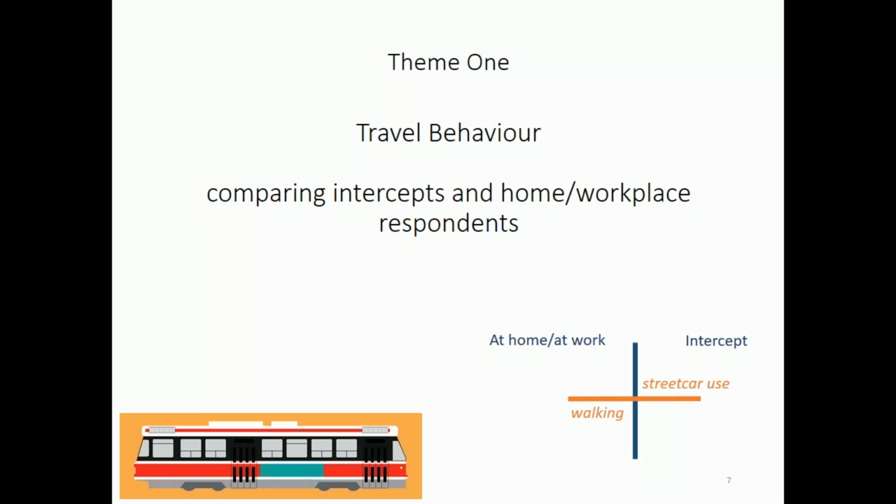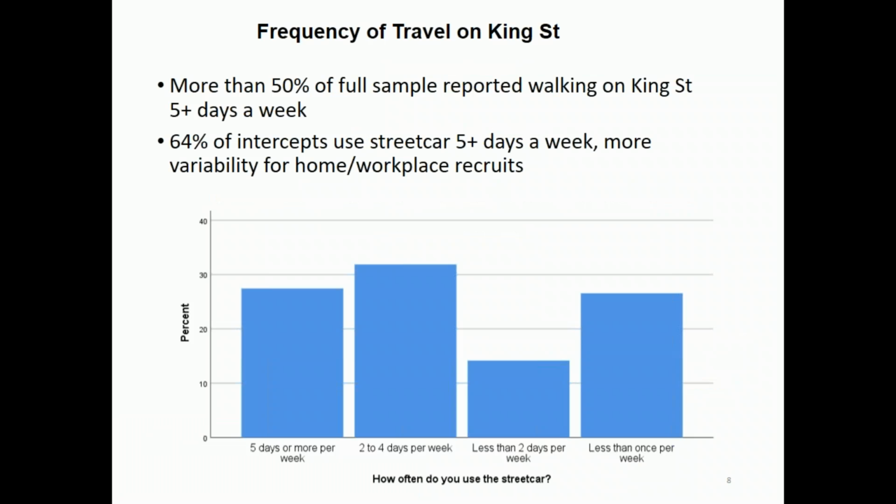So in the next part of the presentation, we'll talk about the results from the 12 questions of travel behavior. When evaluating the frequency of travel on King Street, more than 50% of the full sample reported walking on King Street 5 days or more per week, and 64% of streetcar users that were intercepted on King Street were also using it 5 or more days a week.